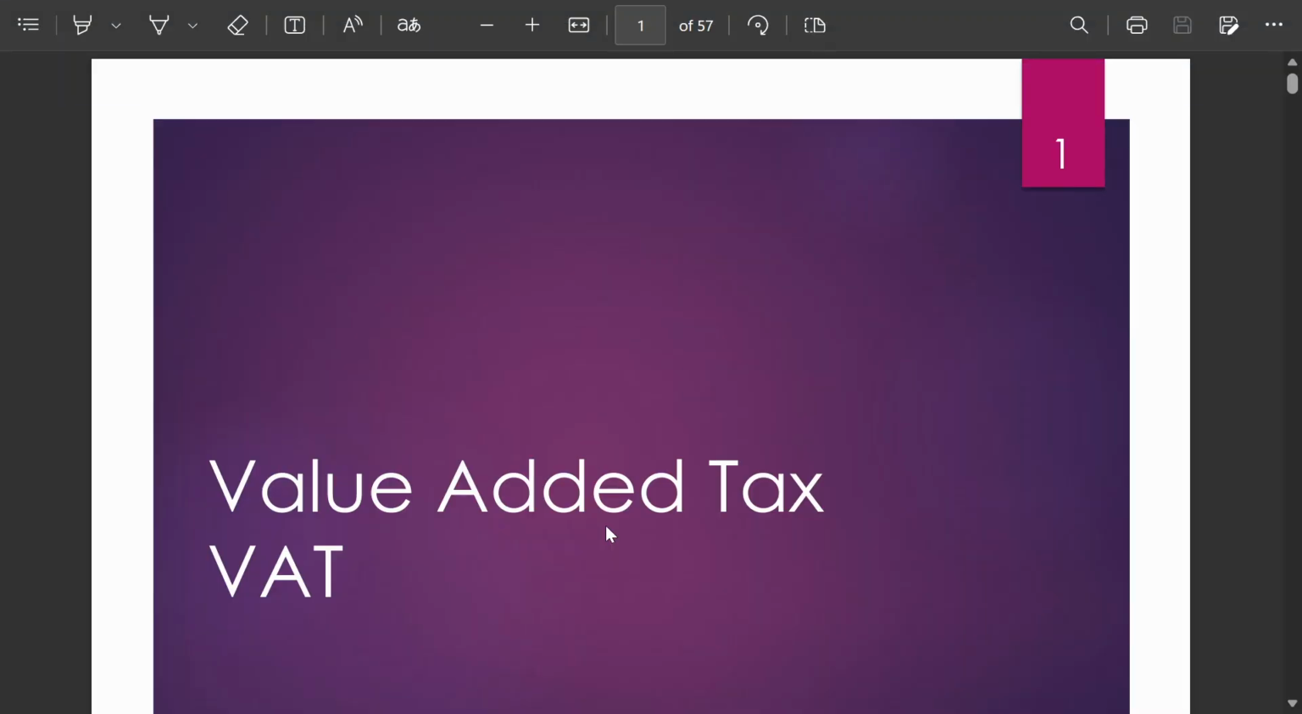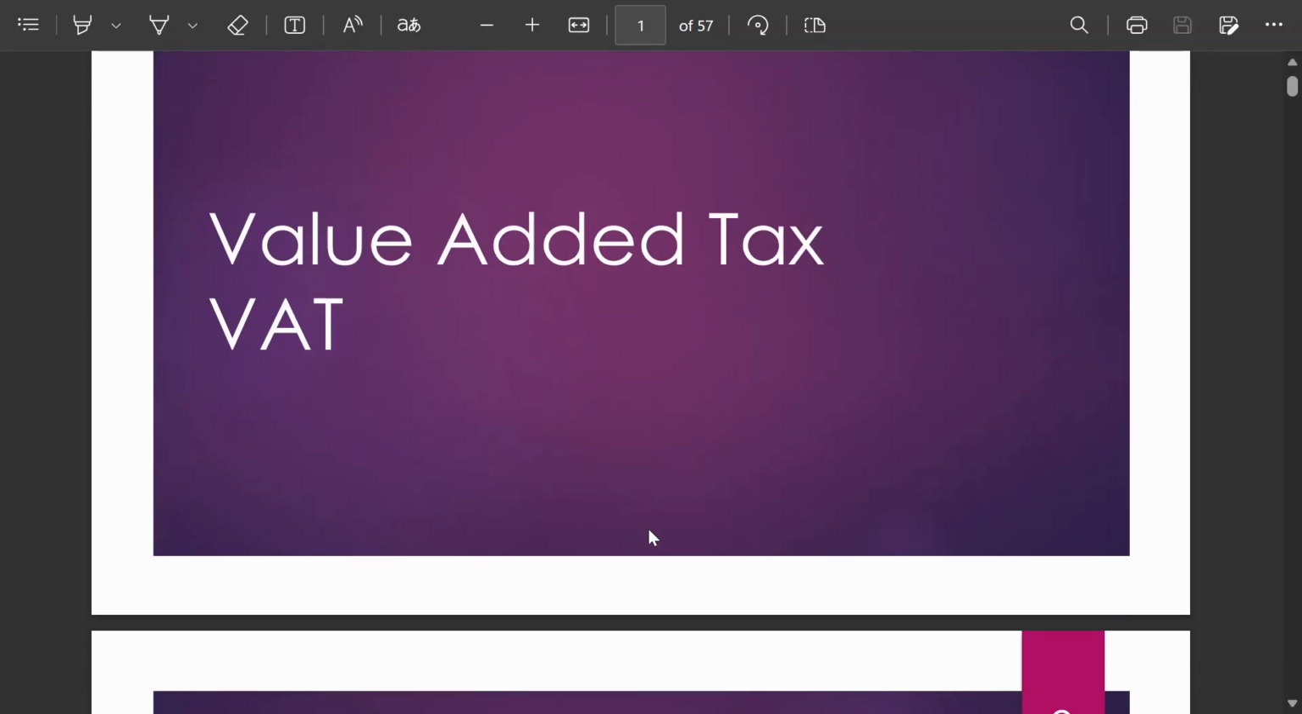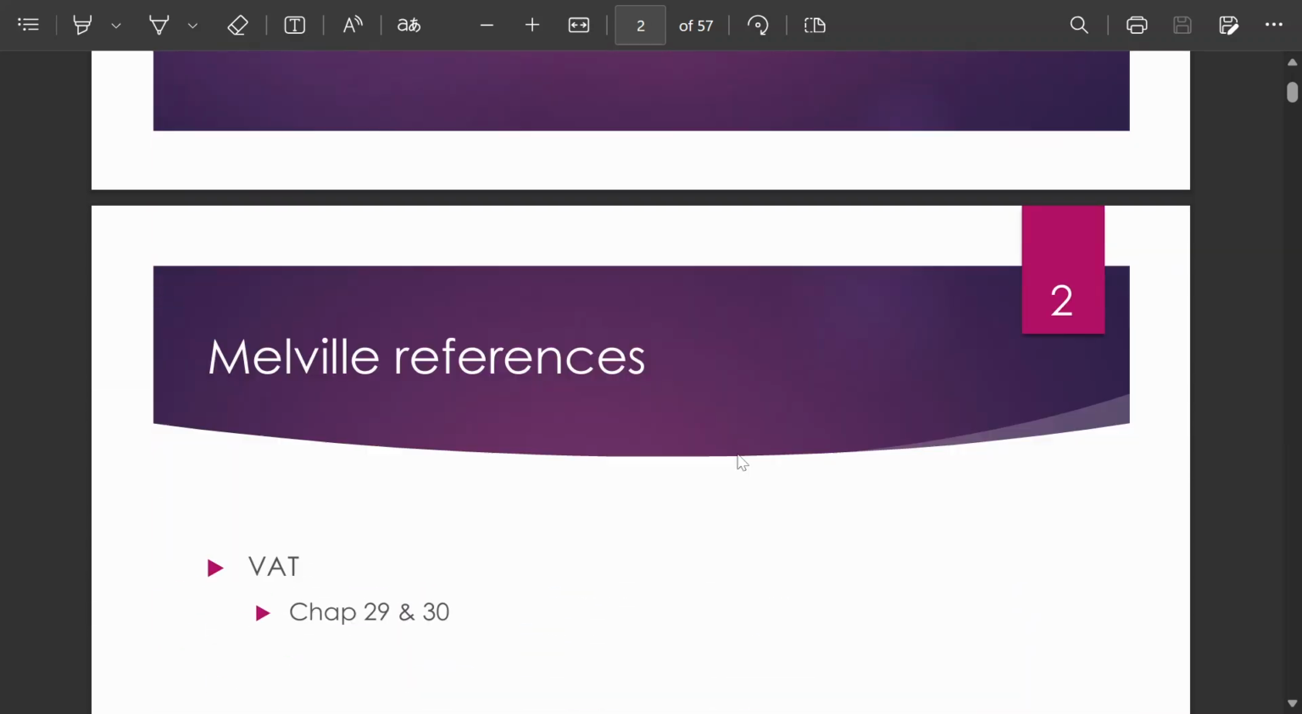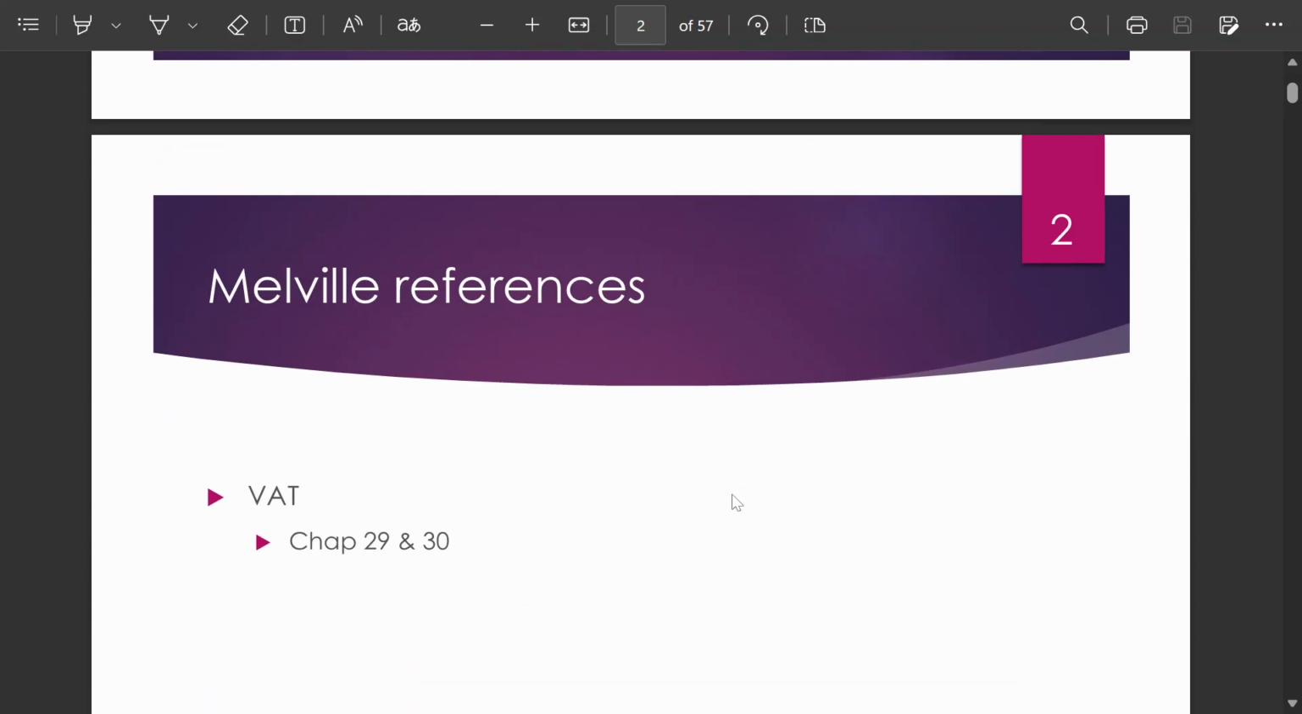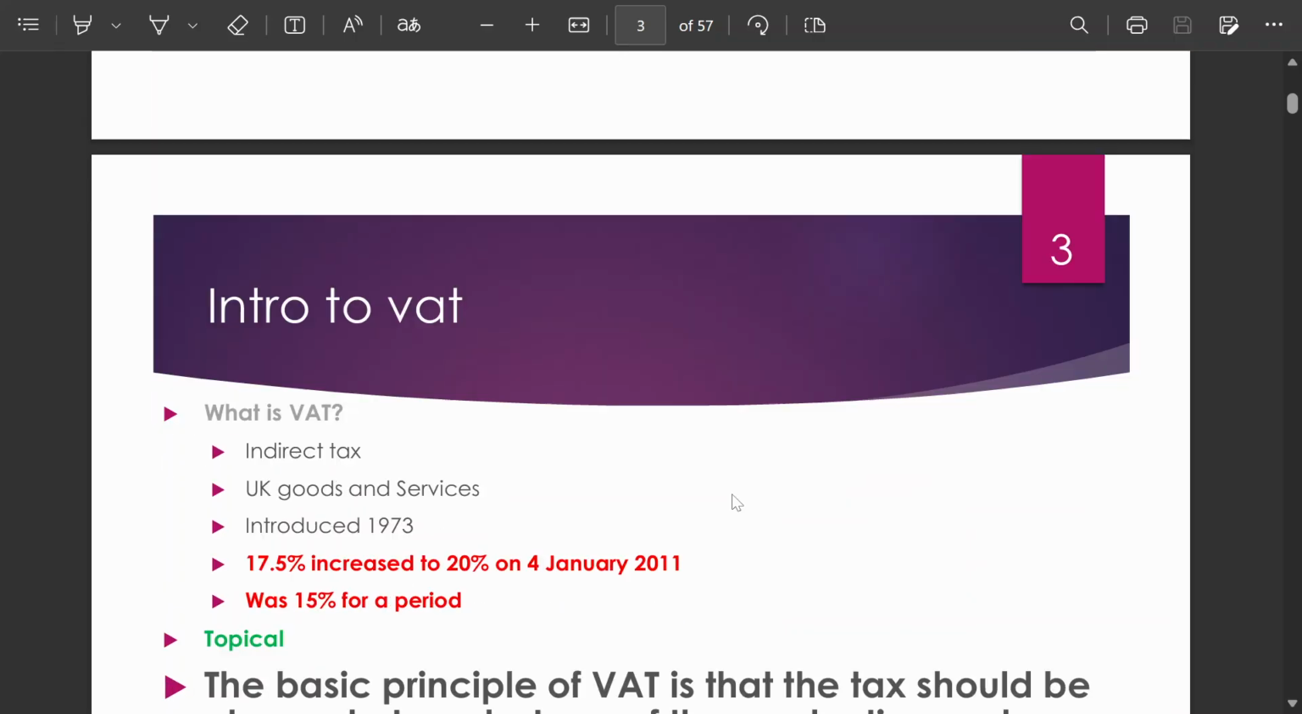We'll move on to the next topic, which is VAT. All right, so this is our last topic. Hopefully this is our week 10, and then we have one more week left. Hopefully I can finish quite a bit of VAT here, then we'll wrap up the last part of VAT and do some question practice in the last week, which is week 11. Right, let's look at VAT here. Chapters 29 and 30 in the book.